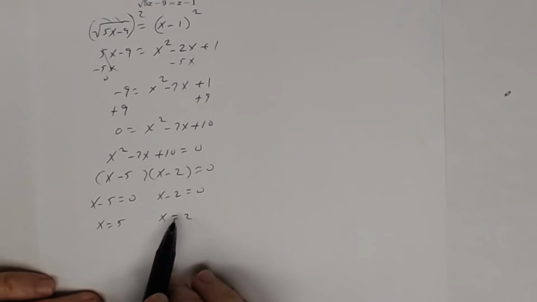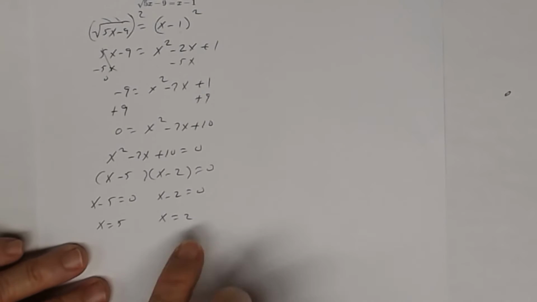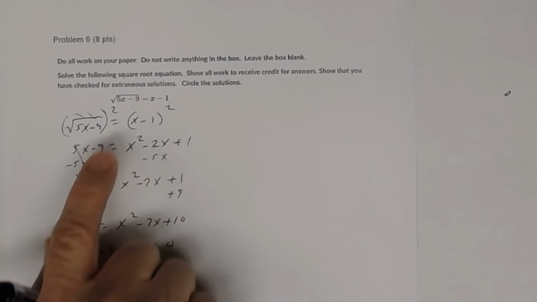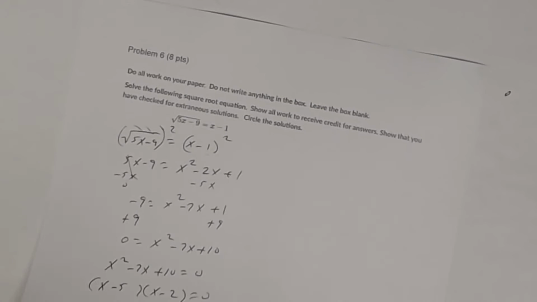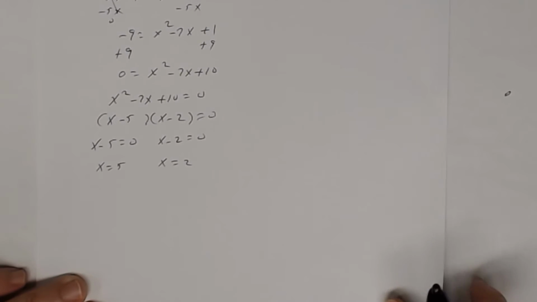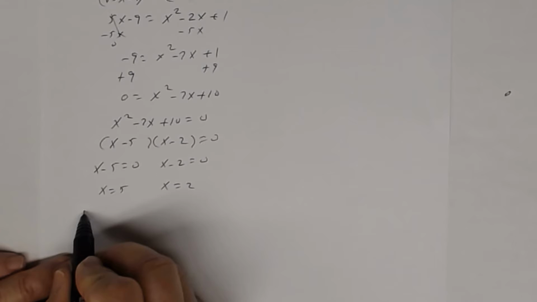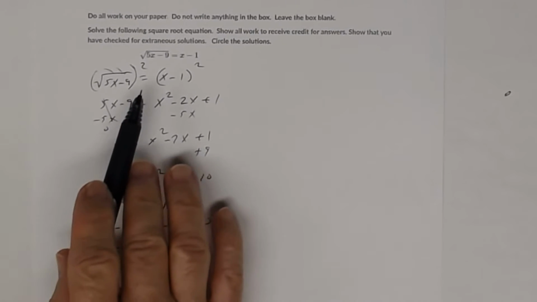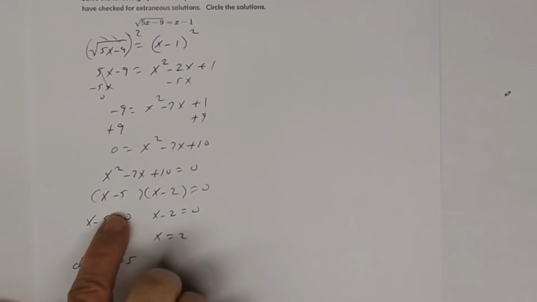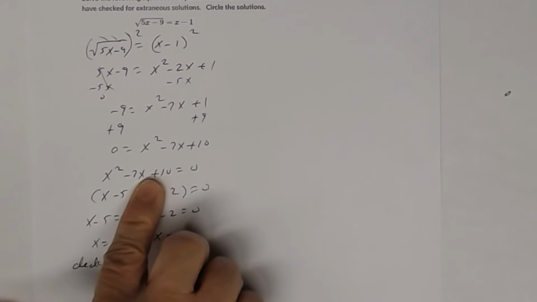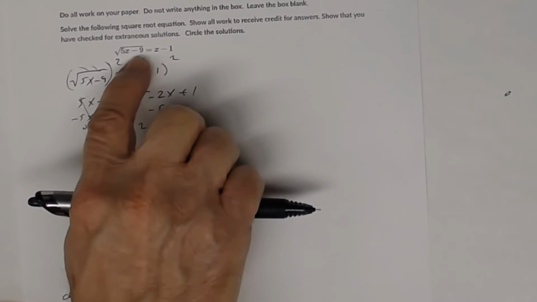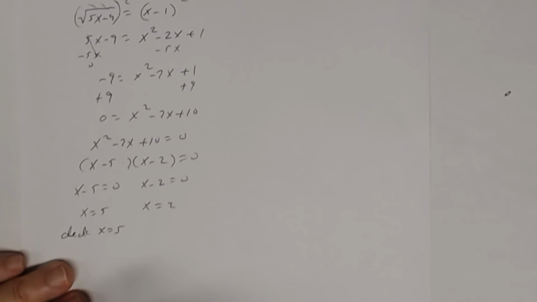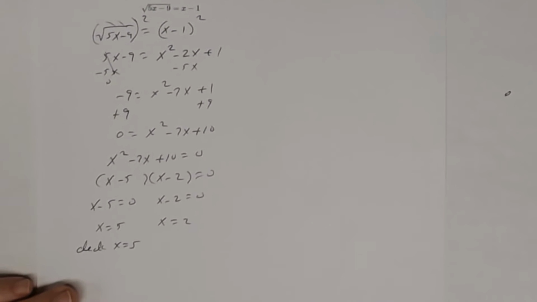Now remember, these are your proposed solutions. They may or may not be solutions to the original equation, so you have to check, because some or all of these may be extraneous. Alright, so let's check x equals 5. So always go back to the original. You must substitute into the original. So remember, these solutions are solutions to this quadratic. That is a true statement, but they may or may not be solutions to the radical because we squared both sides. We raised both sides to an even power.